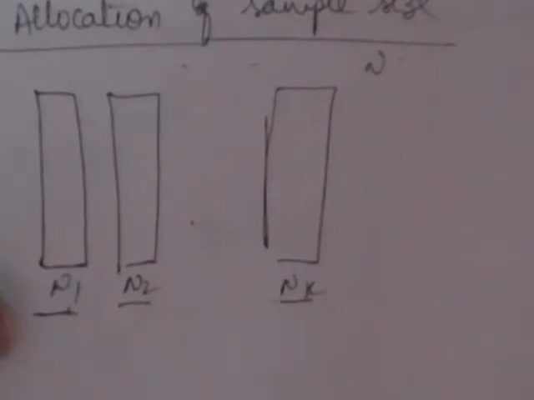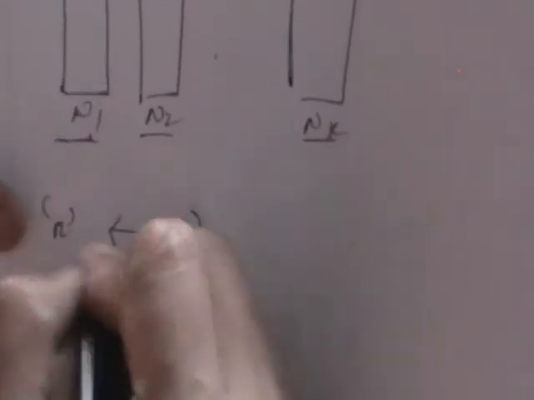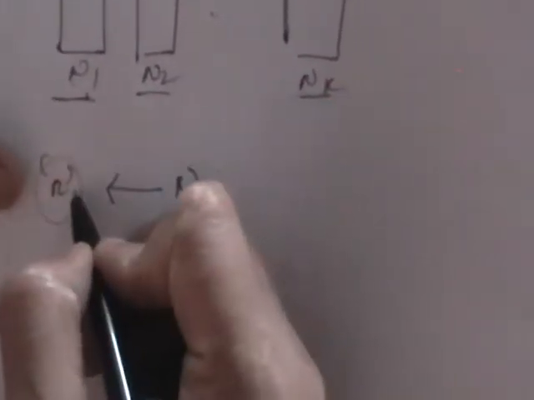size of the kth stratum. If you want to draw a sample of size n from this population of size capital N, you cannot select all the n units from the first stratum or all the n units from the second stratum.